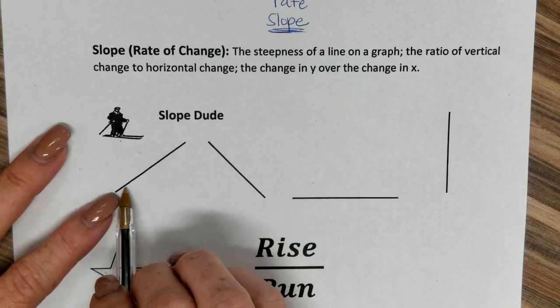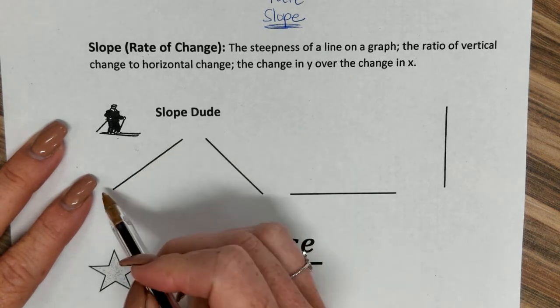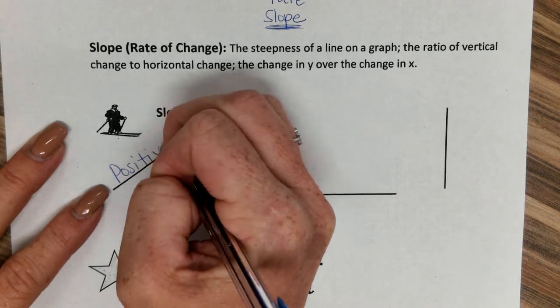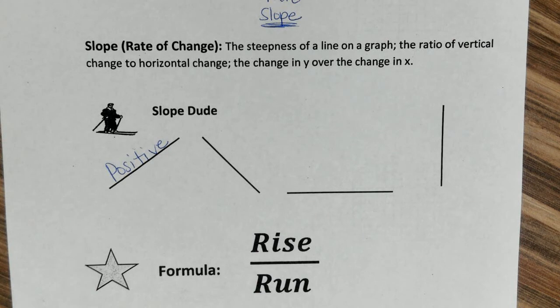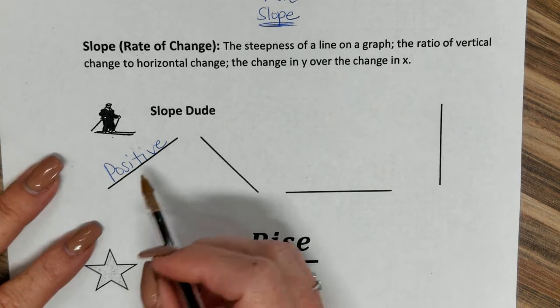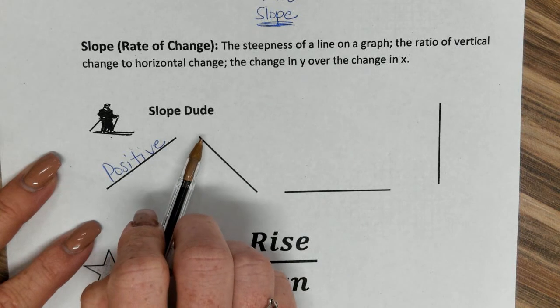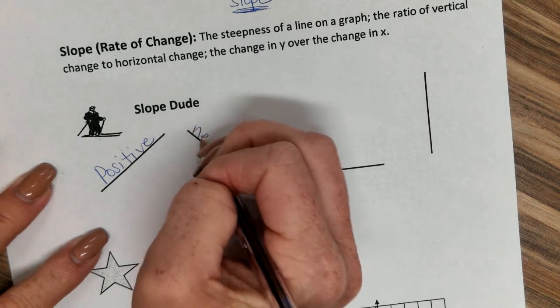So what did Slope Dude say from left to right? What did he say? What kind of slope is this? Positive. Write that down. Because he's walking up the mountain, he's huffing and puffing. Puff, puff, positive. When he gets on the downhill, he says what? Negative. Nice. Negative.